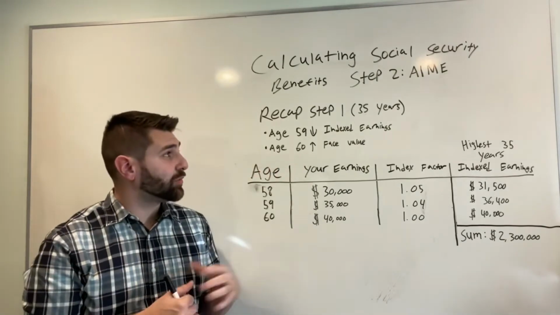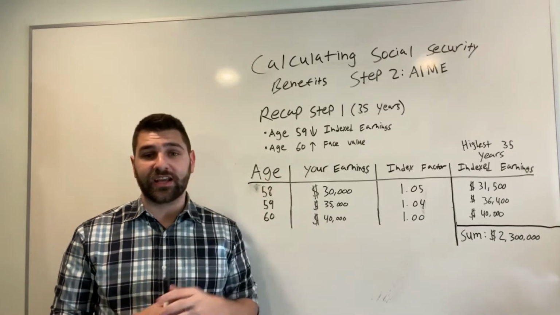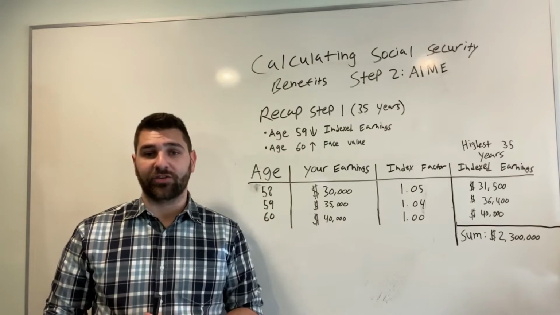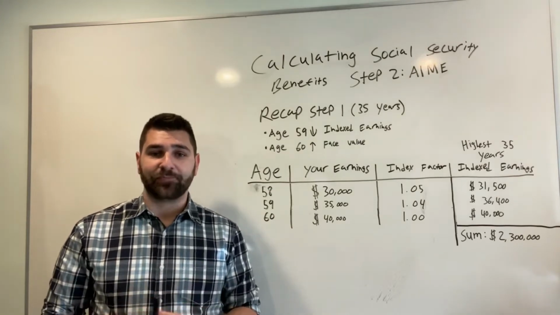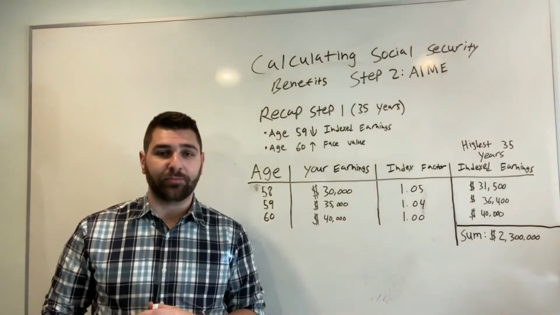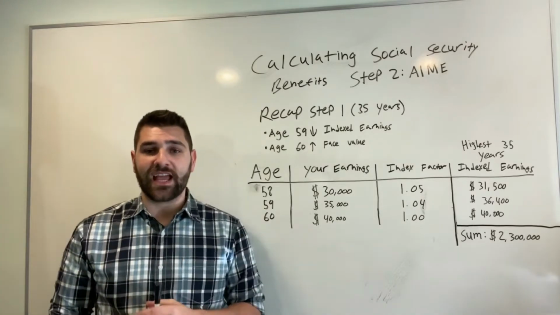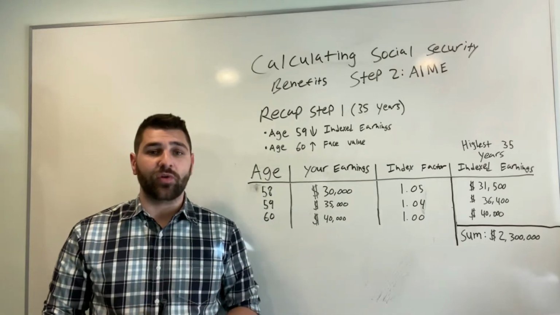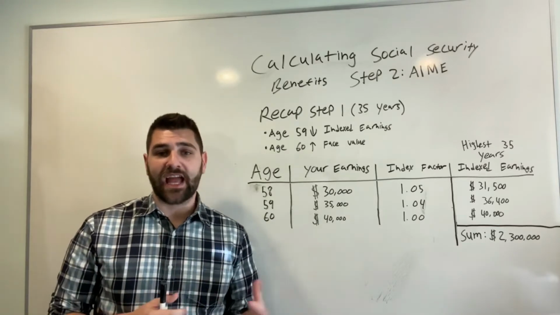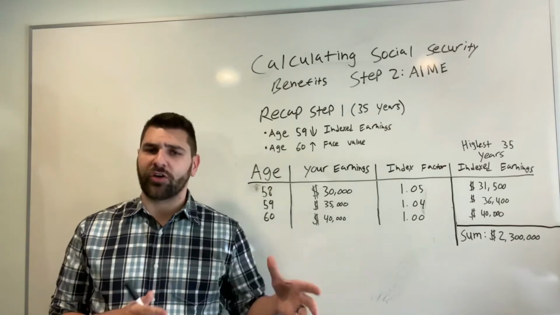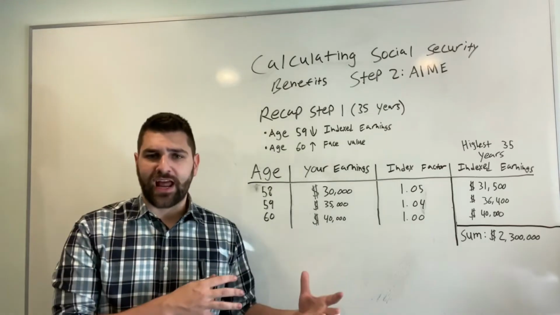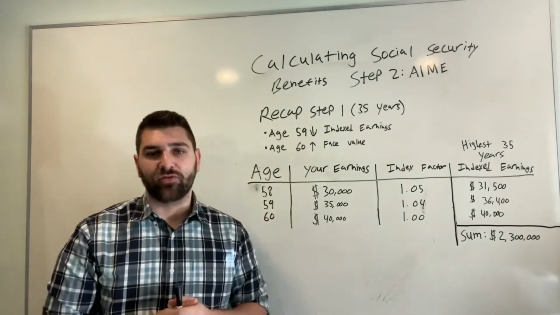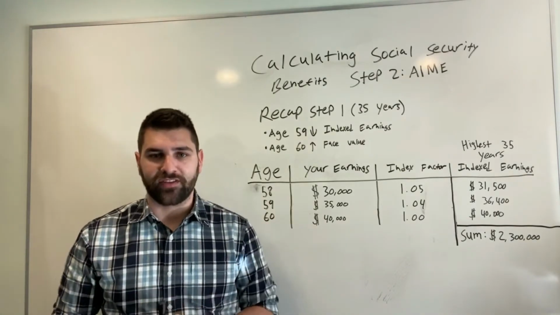So the second step we're going to be talking about today is understanding AIME, or AIM, is the terminology here. AIME stands for Average Indexed Monthly Earnings. And we're going to talk about that today, followed by Step 3 in the next video, which is going to be about PIA, Primary Insurance Amount. We're going to talk about that a lot more in the next video, but for now, we're going to keep it to recapping Step 1 and then going right into Step 2 of calculating your Social Security benefits.